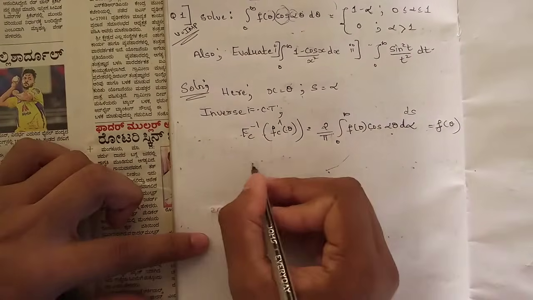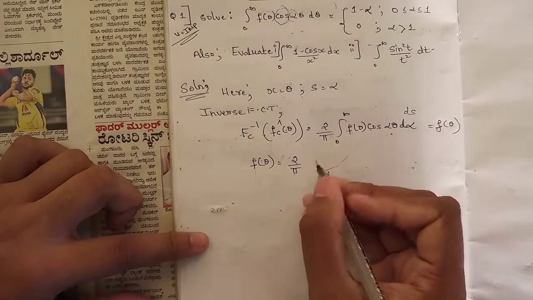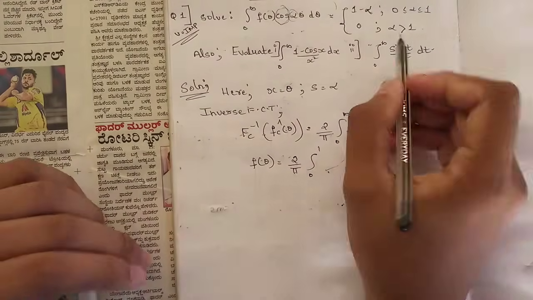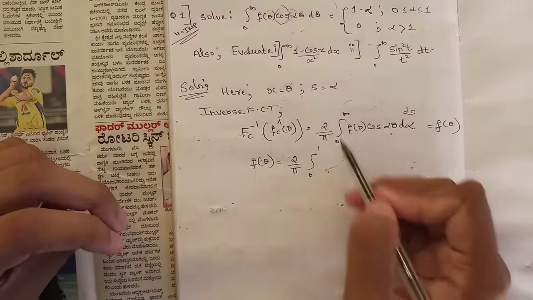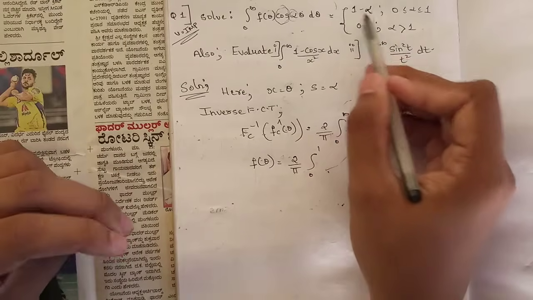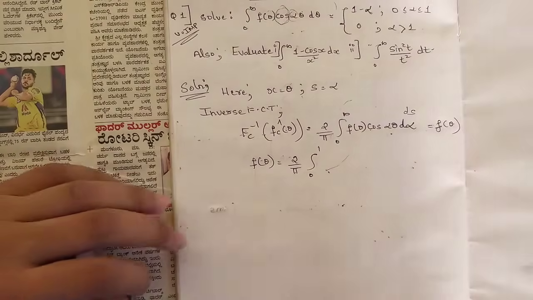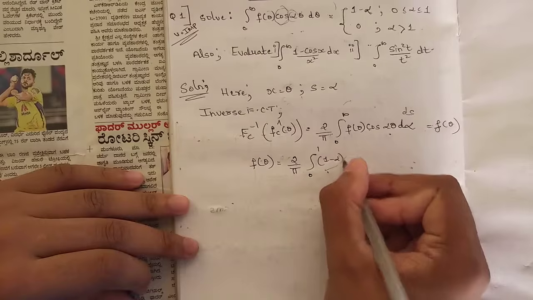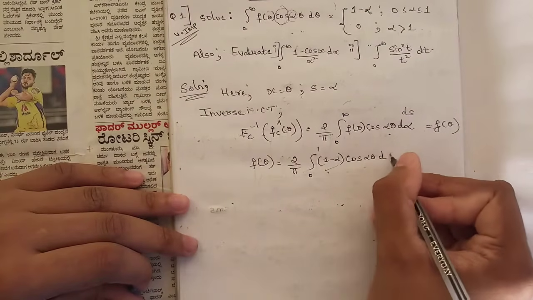Now write f of theta is equal to 2 by pi, and here the limits are from 0 to 1 and 1 to infinity. I am just splitting the interval from 0 to infinity. One part is from 0 to 1, where it's given as 1 minus alpha, and it is 0 when alpha is greater than 1, so I am not writing that. So here the value of f given in the question is 1 minus alpha, times cos alpha theta, and the parameter is d alpha.